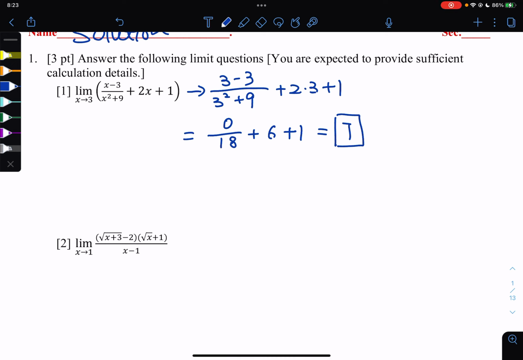You notice that I didn't really use equality at the first place here because technically I don't know whether they are equal or not. Before I finish my substitution, it could have been 0 over 0 type, so they don't really equal each other. So I'm using this to make sure my notation is logically making sense.